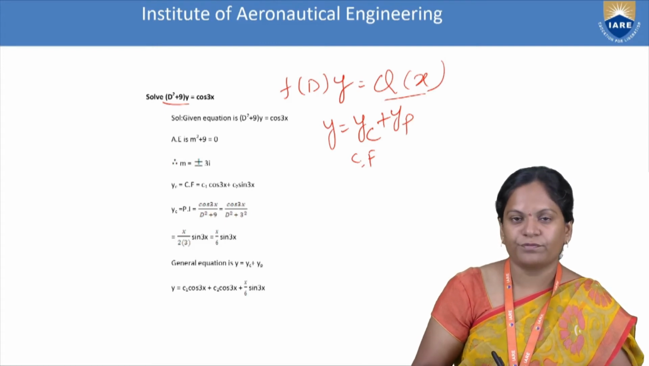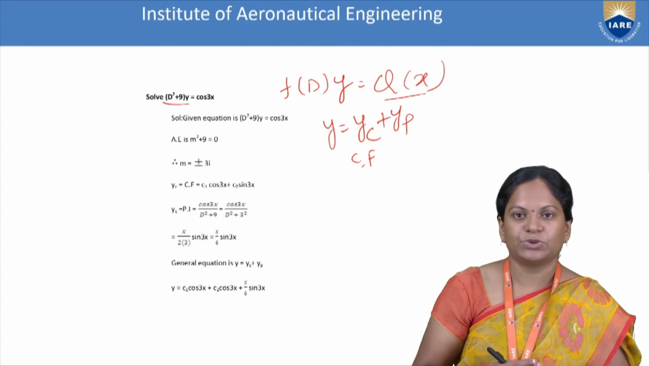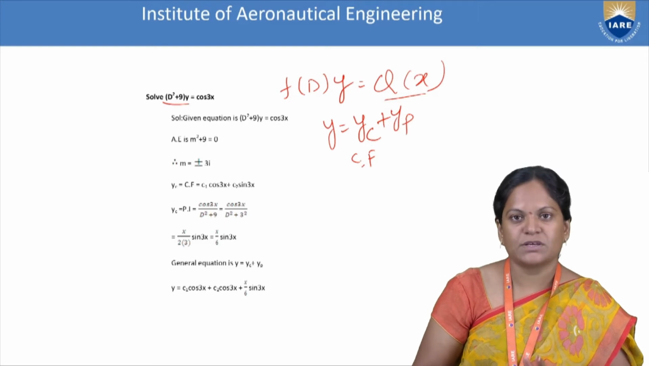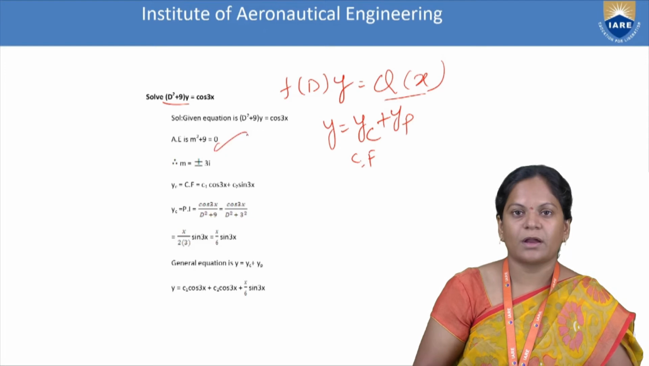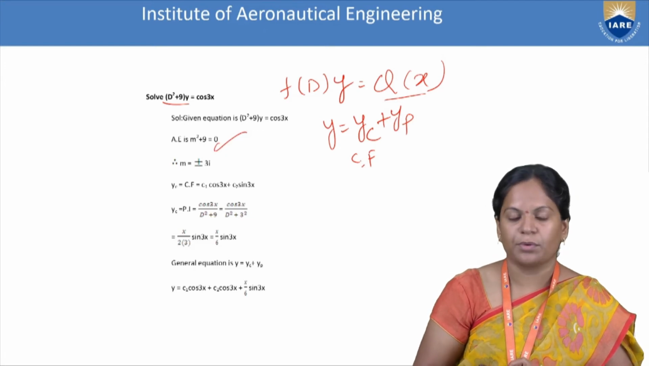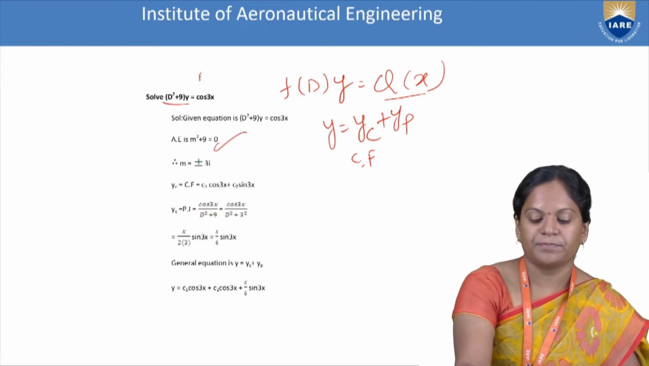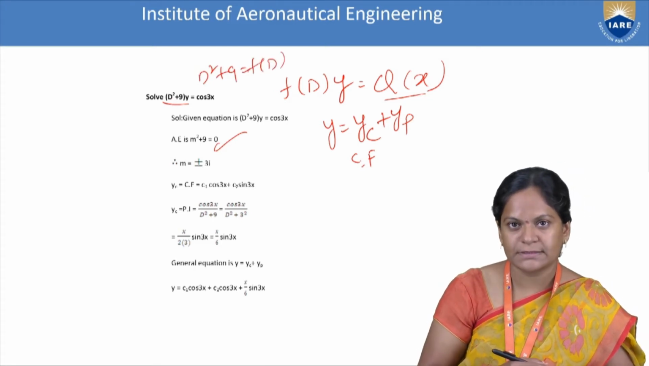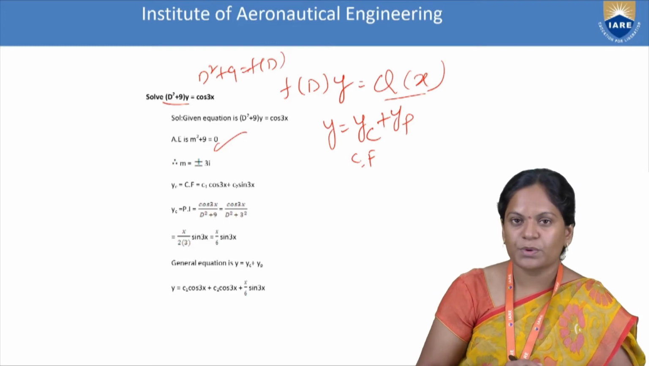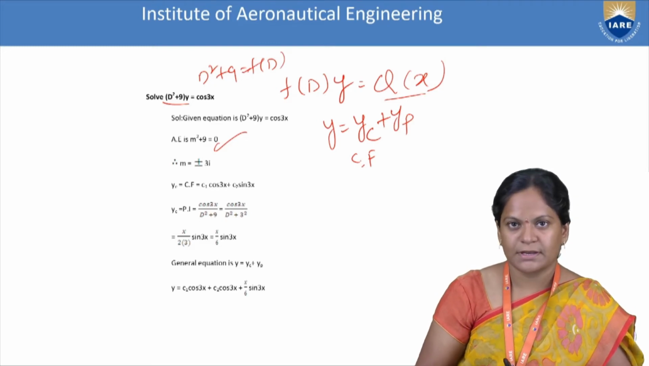Whatever the operator form in the given differential equation, in place of d substitute m. M is nothing but some variable. In place of d just replace m. So it is nothing but m square plus 9 equal to 0. Here f of d is nothing but d square plus 9, which is only f of d. Now the auxiliary equation is m square plus 9.